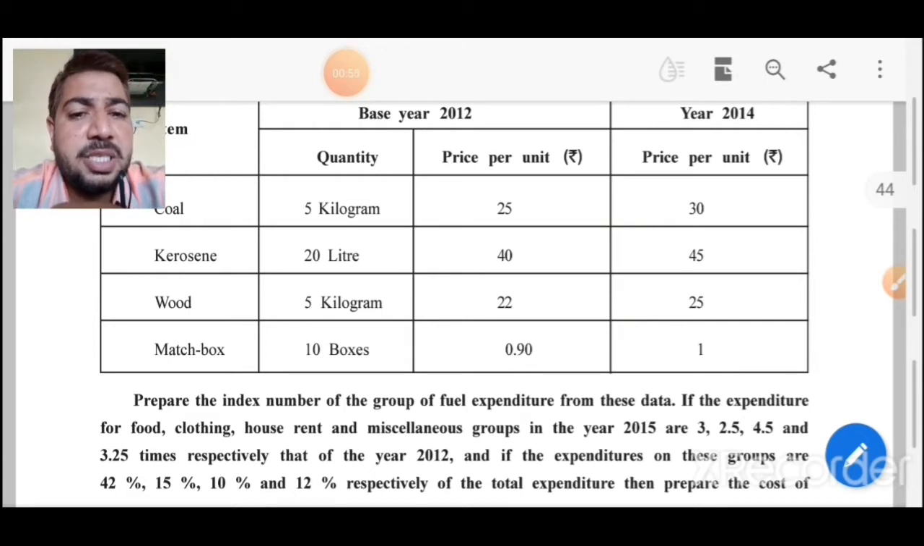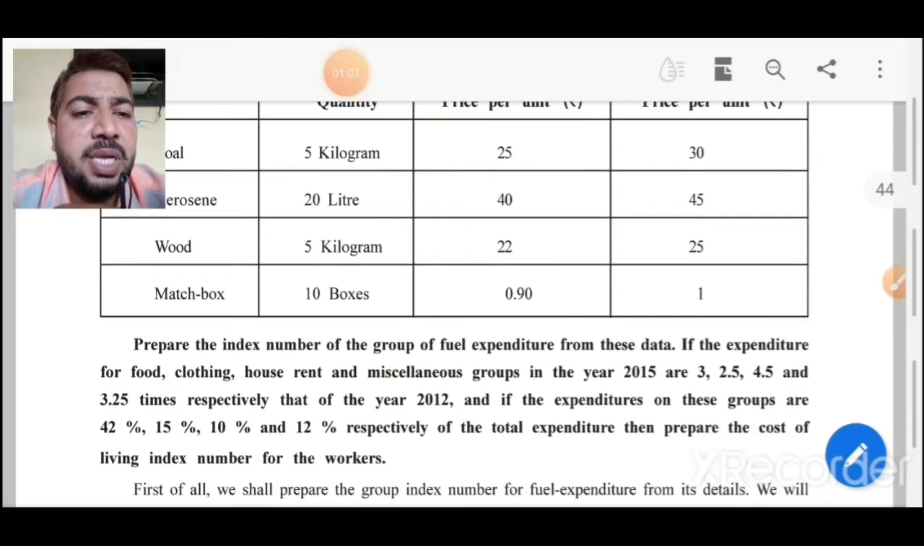If the expenditure for food, clothing, house rent and miscellaneous group in the year 2015 are 3, 2.5, 4.5 and 3.5 times respectively that of the year 2012, and if the expenditures on these groups are 42%, 15%, 10% and 12% respectively of the total expenditure, then prepare the cost of living index number for the workers.